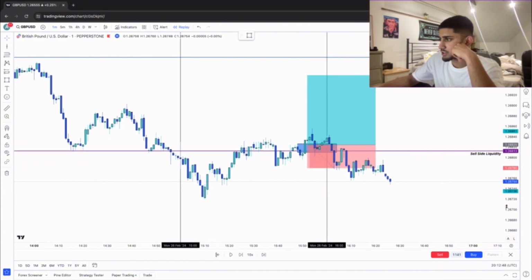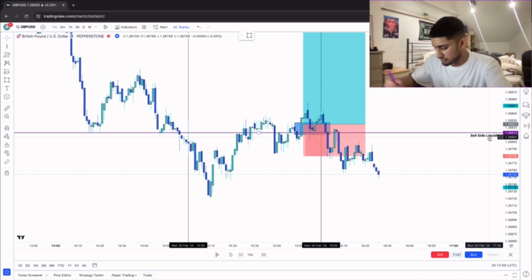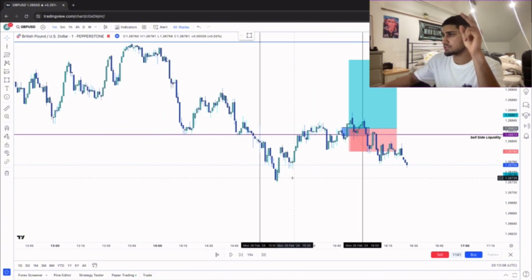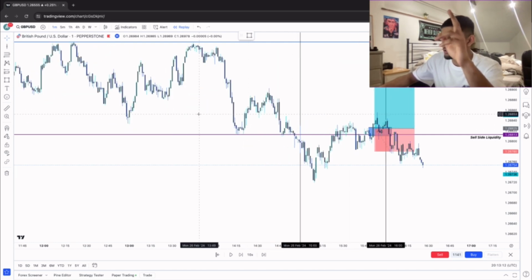So right there we've been stopped out, and that is our PM session loss. So we've taken one loss and no trades taken. So that is our Monday, which would have been a losing day according to our backtesting.